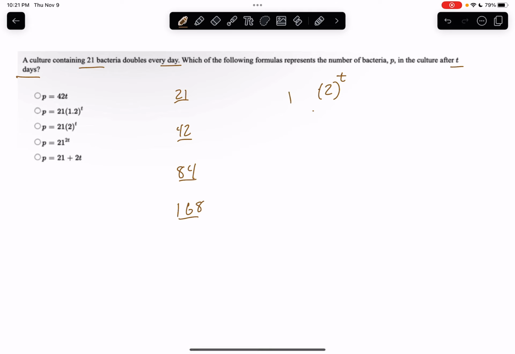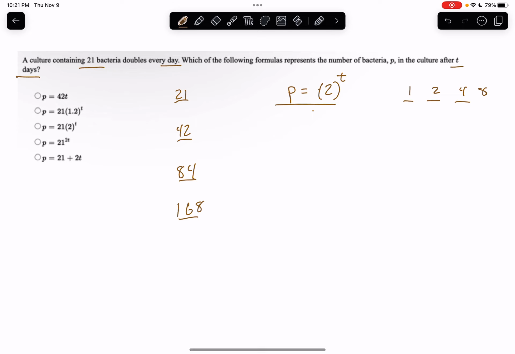So if I just said P equals 2 to the T, well, that's 1 that doubles every day. You would start with a single cell that doubles every day, or a single bacteria. You would just get 2. You'd first have 1, and then you'd have 2, then you'd have 4, and then you'd have 8. That's what this represents. 1, 2, 4, 8.